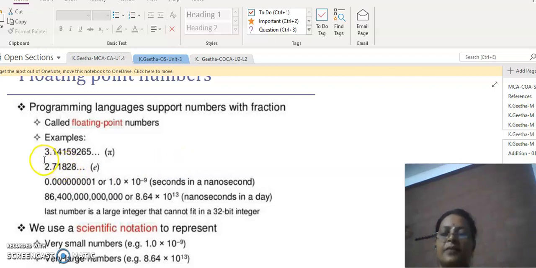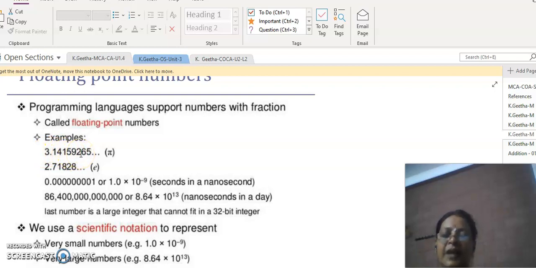For example, the value of pi is represented as 3.1415 and so on. The fraction part is going to extend along. Similarly, if you take the exponent value, the value of e is 2.71828, and then so many more digits are to be represented after this point. The number to the left of this decimal point or binary point is called the integer, and the one to the right is called the fraction.